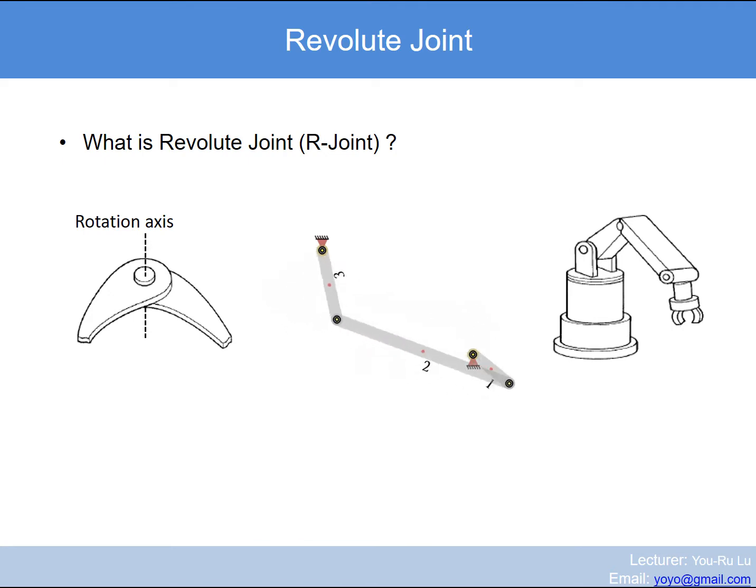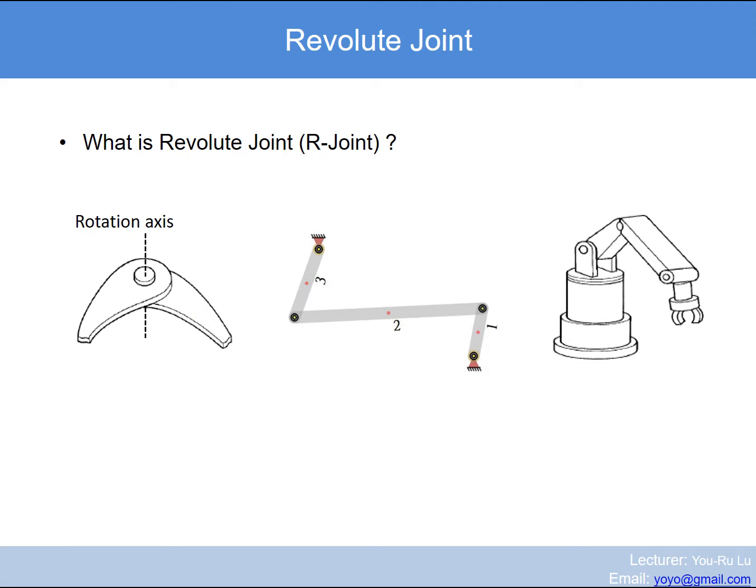First of all, what is Revolute Joint? Revolute joint is a kinematic pair that connect two rigid bodies. The rigid bodies connected by a revolute joint will not be able to translate freely, but they can still rotate around the rotation axis, just like the picture here.